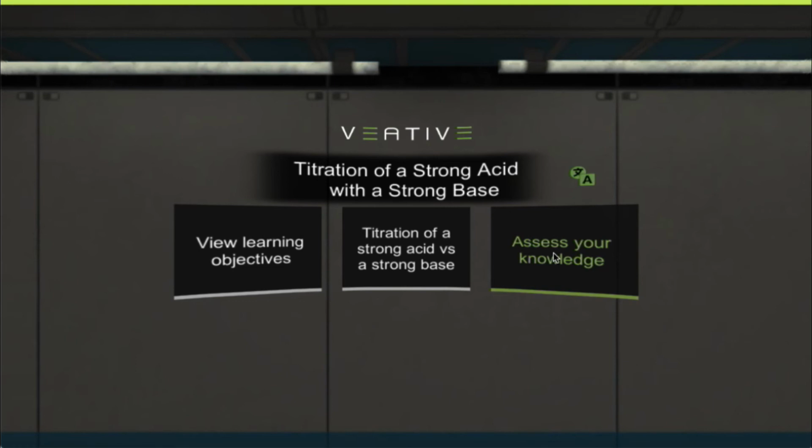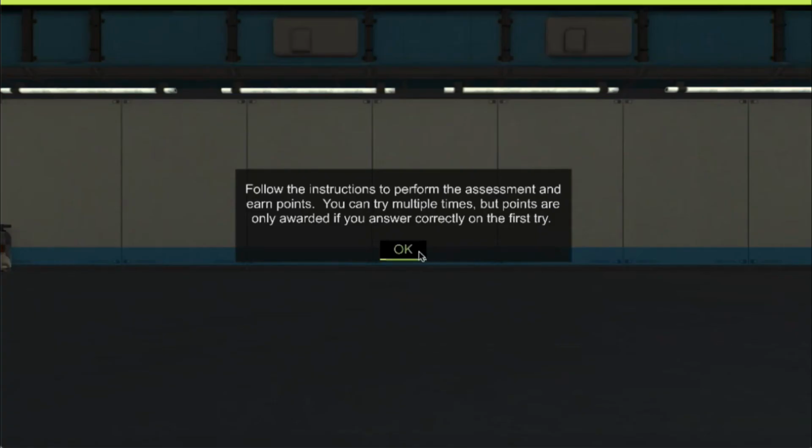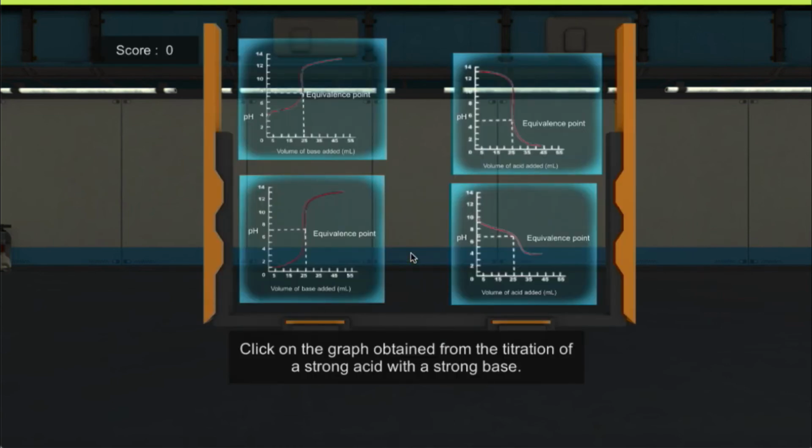Assess your knowledge. Follow the instructions to perform the assessment and earn points. You can try multiple times, but points are only awarded if you answer correctly on the first try. Click on the graph obtained from the titration of a strong acid with a strong base.